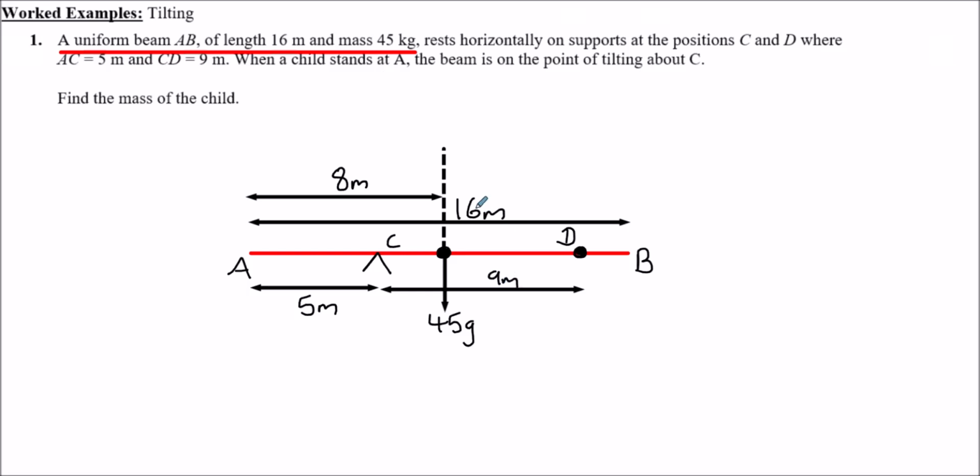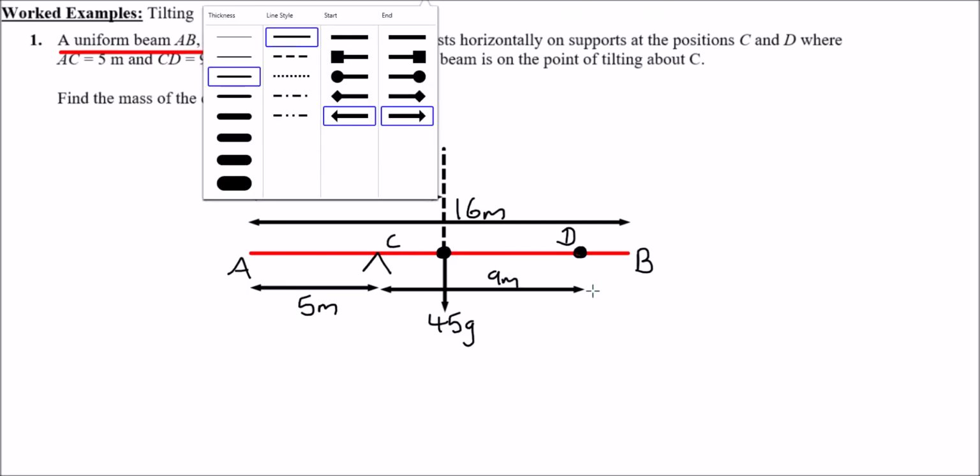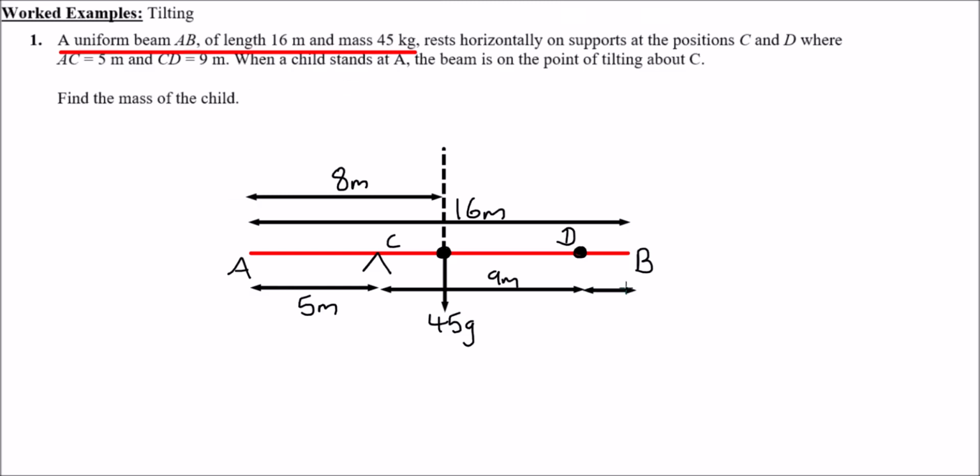And if the full length is 16, that bit's 5 and that bit's 9, so far we have 14 meters, and so we need an extra 2 meters to go from D to B to complete the entire length of this beam. So these two supports, these symbols here I've got, are like chevrons, arrows.